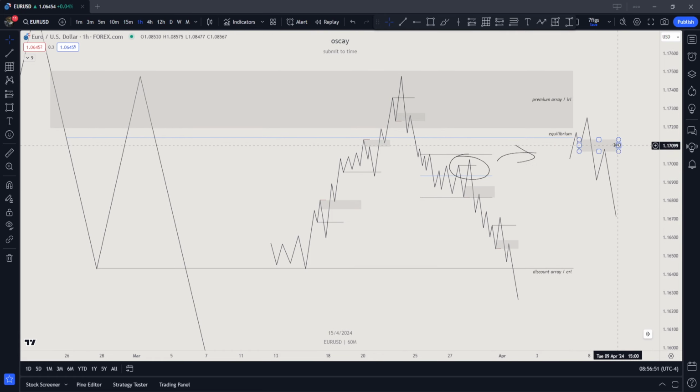But I use the breaker pattern, and then you target. What do you target? External range liquidity. Yes, you're starting to get it. Good job.